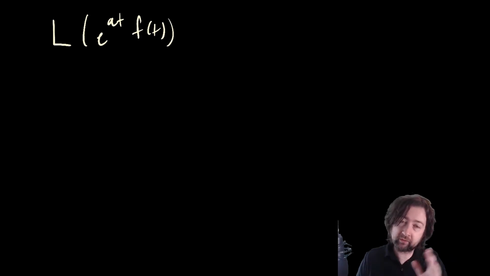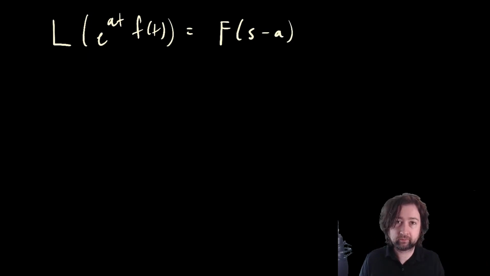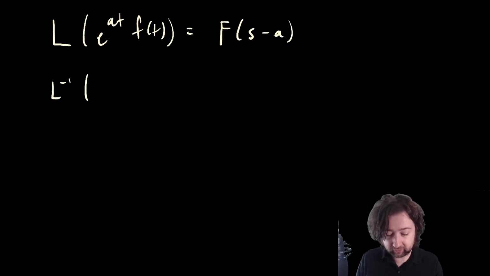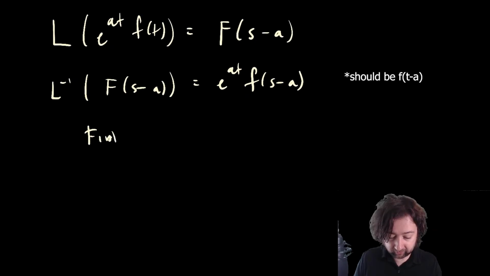So I'm going to start by reminding you exactly what the first shifting theorem says. The first shifting theorem says that if you are looking at the Laplace transform of e^(at) times f(t), then when you pull that over into the Laplace domain, multiplication by the exponential e^(at) takes the Laplace transform of f and shifts it to the right by a units. And likewise, the inverse Laplace transform of F(s − a) is equal to e^(at) f(t). And this is called the first shifting theorem.